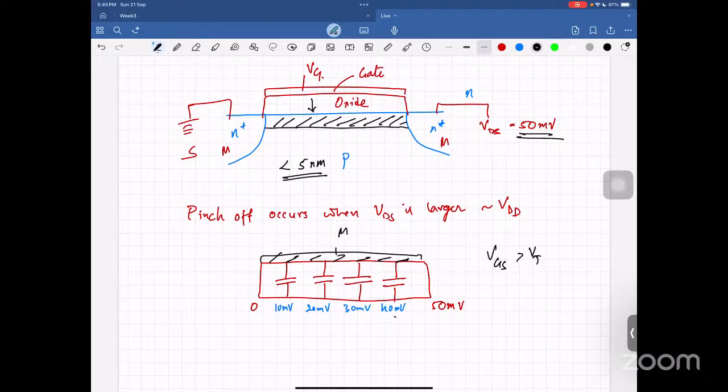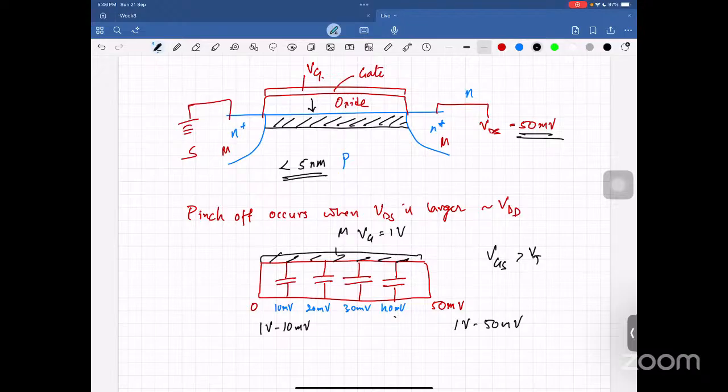Is it making sense? Let's look at the point at 10 millivolts. My gate voltage I have applied is 1 volt, VG equal to 1 volt. Now, what is the voltage across this capacitor? It is 1 volt minus 10 millivolts. But if you come to this side of it, it is 1 volt minus 50 millivolts, and here it is 1 volt minus 10 millivolts. Locally.